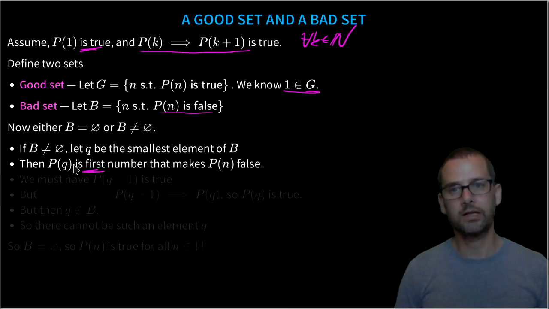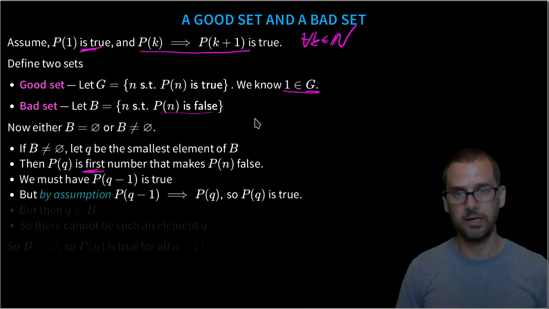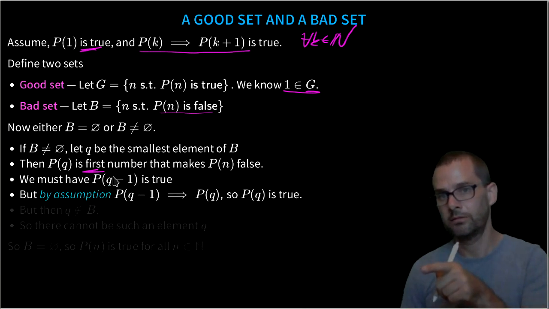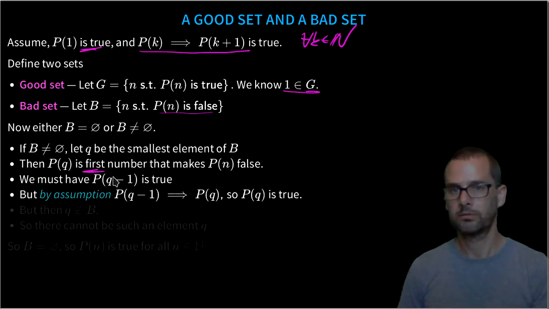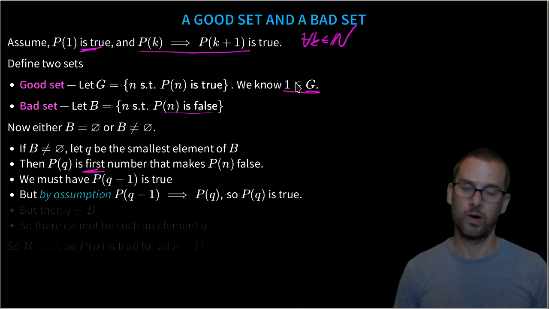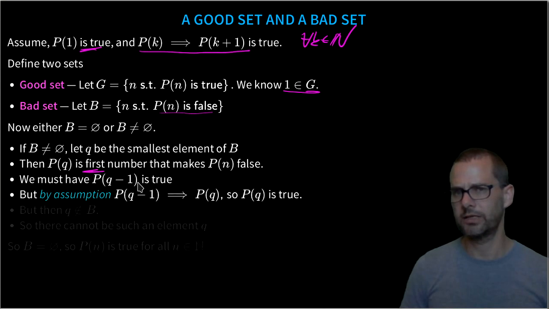And so Q is the first number that makes P false. So it's the first thing that makes our statement wrong. Well, because that's the first thing in B, the first time P of n is wrong, then we must have that the previous value of n makes it true. Okay? And we know that Q has to be at least 2, because 1's in G. So Q minus 1 has to be at least 1.